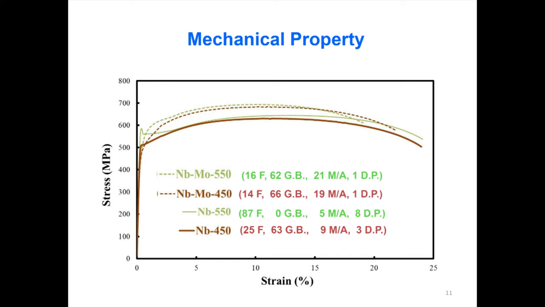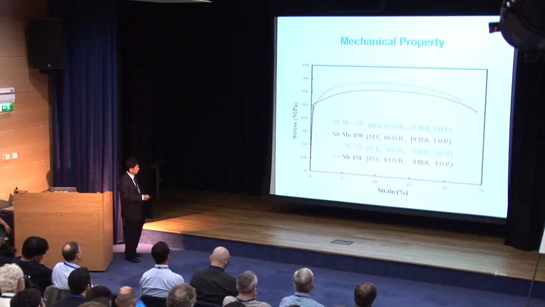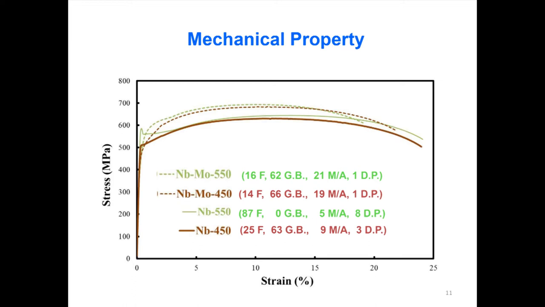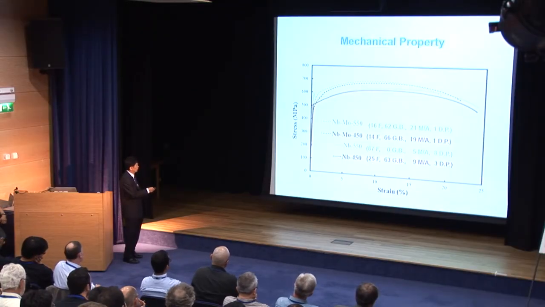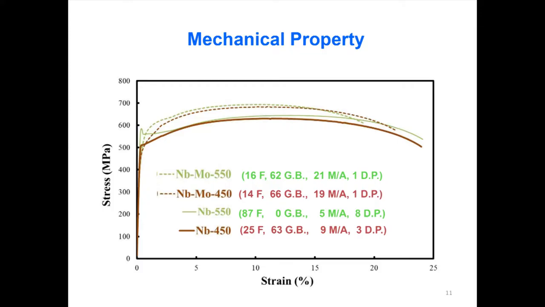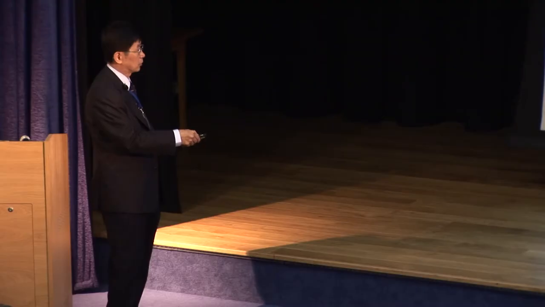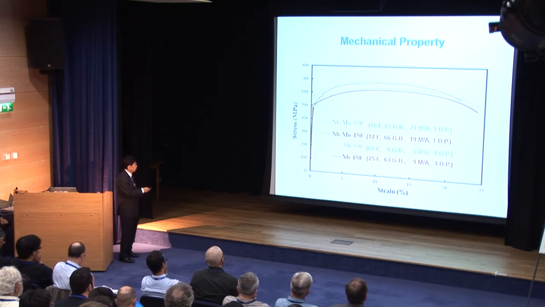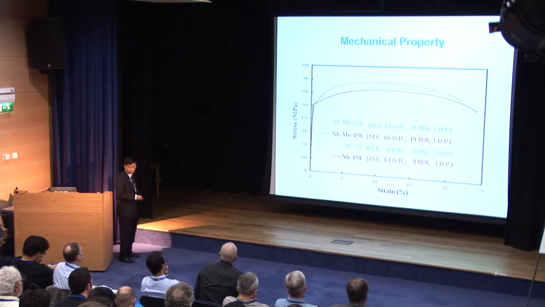Here, I would like to show you the stress curves for the niobium-moly 550 strip and the niobium-moly 450 strip, because the structures are very similar. You can see granular bainite 62, 66, polygonal ferrite 16, 14, and MA 21, 19, and 1% degenerate pearlite. So you can see the curves look very similar. And for these two strips, niobium 550 and niobium 450, niobium 550 contains zero bainite, and this curve shows a sharp yield point because of 87 polygonal ferrite in this steel. As for niobium 450, we can see a slight plateau here because this steel contains 25 polygonal ferrite.